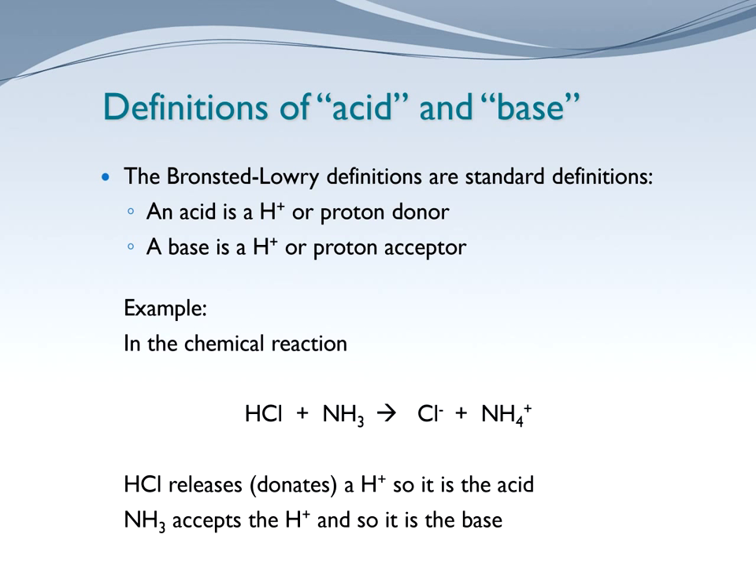Let's take these definitions one step further. The Bronsted-Lowry definition of an acid is that it is a hydrogen ion or proton donor. The definition of a base is that it is a hydrogen ion or proton acceptor. In the chemical reaction that is shown, hydrochloric acid, or HCl, releases or donates hydrogen ions. It is an acid. Ammonia, or NH3, accepts hydrogen ions, so it is a base.